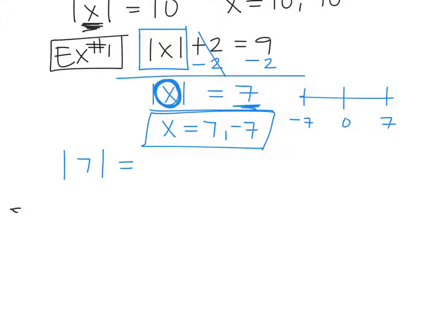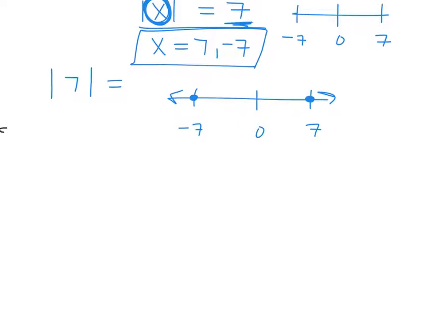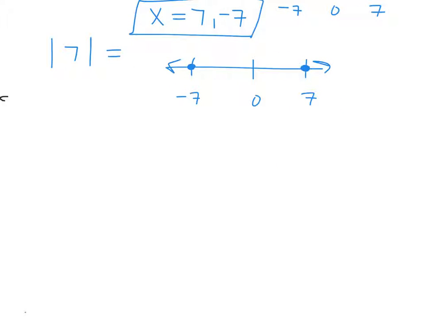Okay, so here's the deal. When you graph that, if x is 7 or negative 7, here's 0. Here's 7. Here's negative 7. X is either 7 or negative 7. No arrows, right? It's an equation. It equals those numbers. It's not greater than, it's not less than, it's equal to. So there are no arrows. Does that make sense? Yeah, because it's equal to.